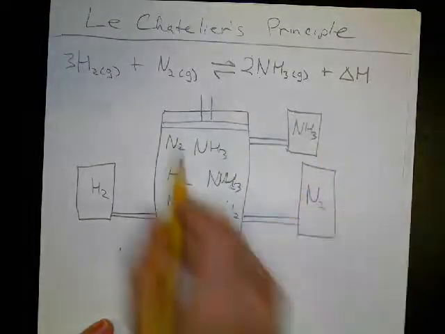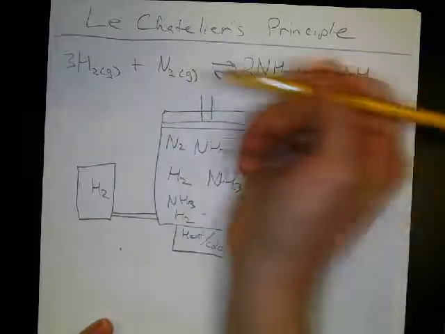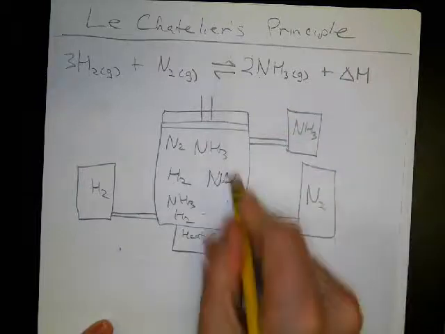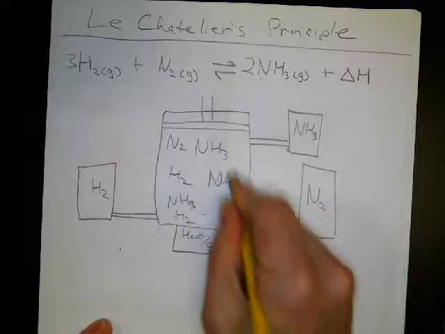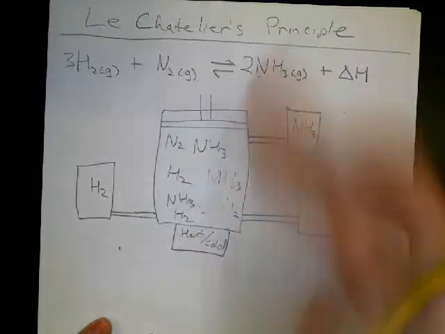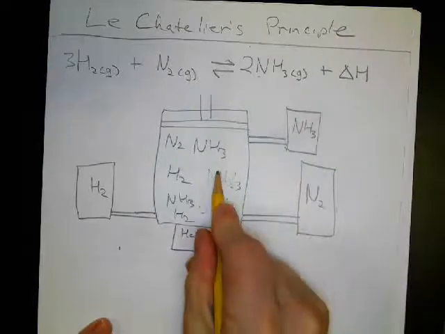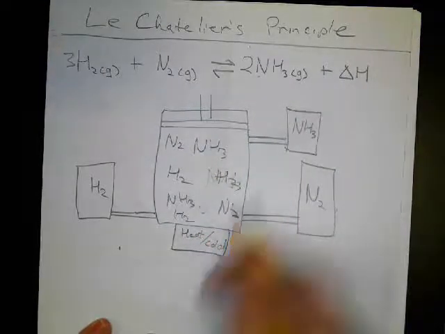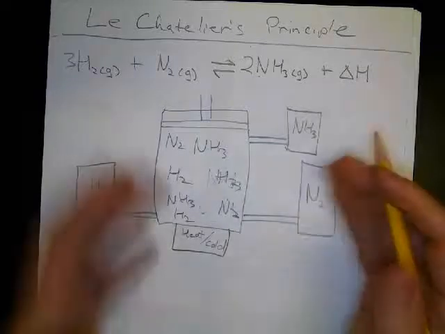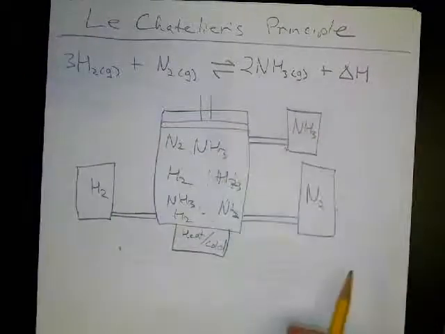So if the forward slows down and the backward is still the same rate, then over time, these NH3s are going to disappear at a faster rate than they are being produced, and we're going to get some more H2 and N2 again, until we get back to the equilibrium concentration.